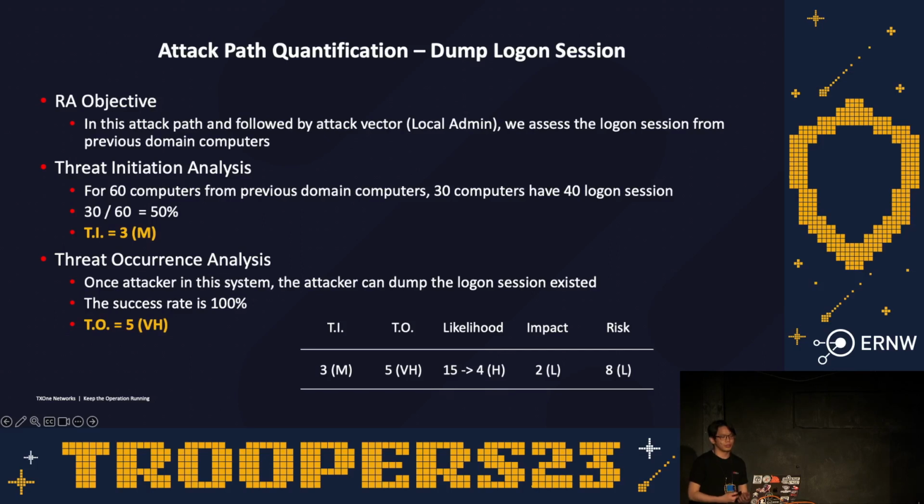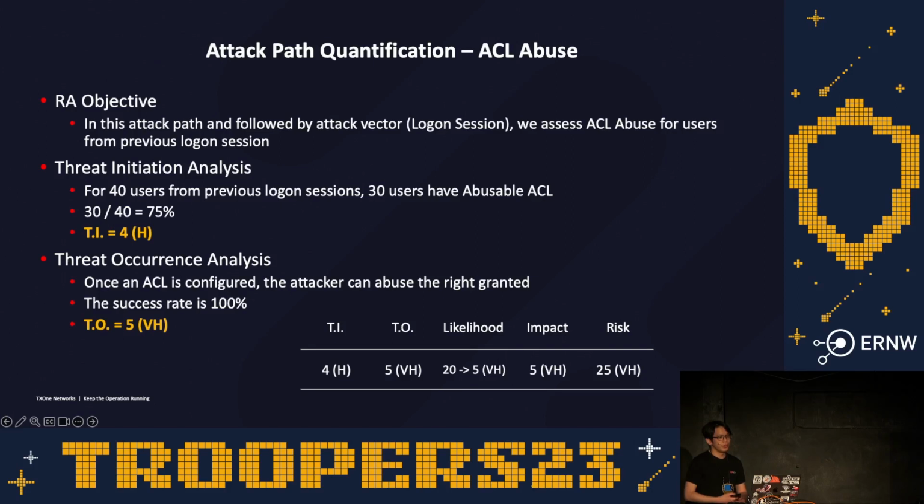These 40 logon sessions are all individual domain users. So for the ACL abuse RA objectives, we assess ACL abuse for the users from the previous logon session. And for the threat initiation value, it's for 40 users from the previous logon session, and 30 of them have abusable ACLs. So therefore, we have the coverage percentage, which is 75%, and which means that the threat initiation value is 4 with the level is high.